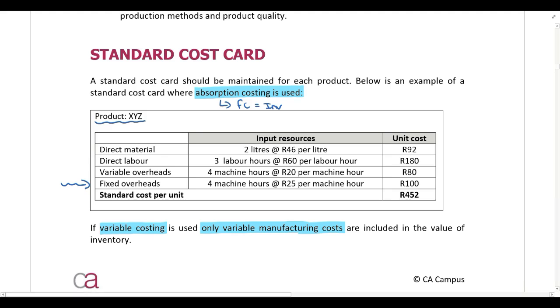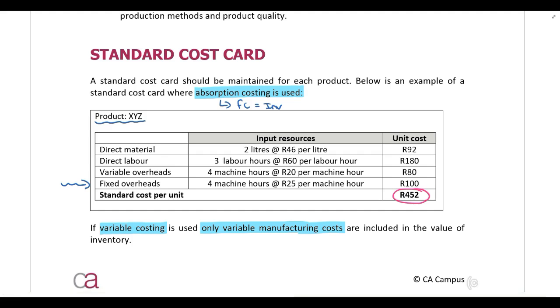All right, now let's just look at this in a little bit more detail. So what the standard cost card tells us is what the cost per unit should be for each product that's manufactured. And you can see exactly what goes into the calculation of that unit cost. First, we have direct material. And in order to manufacture one product of XYZ, they require 2 liters of direct material, and the cost is 46 Rand per liter. So that gives you a unit cost of 92 Rand.